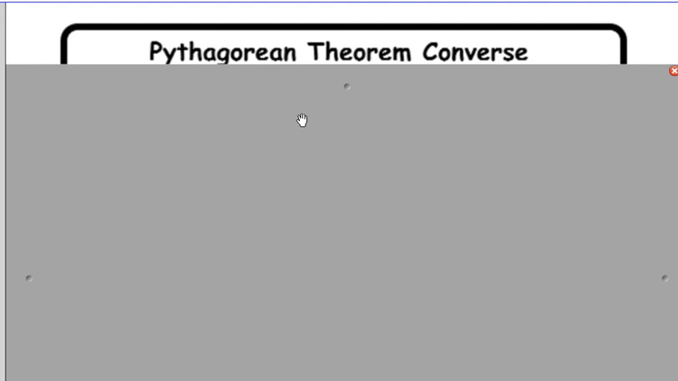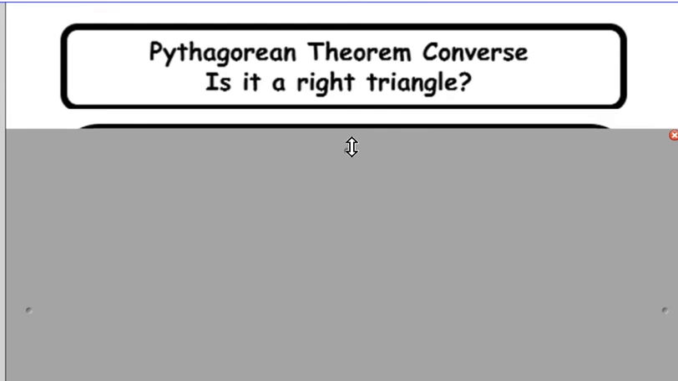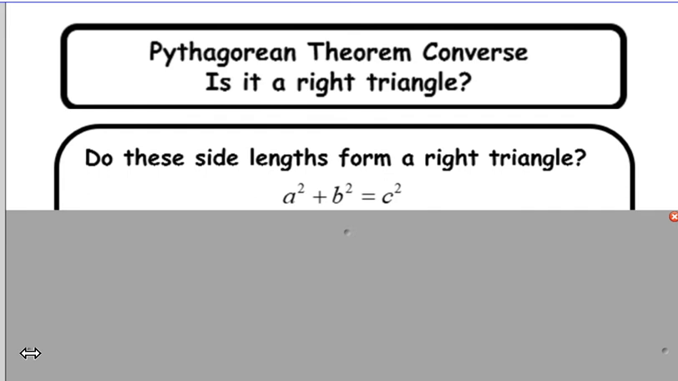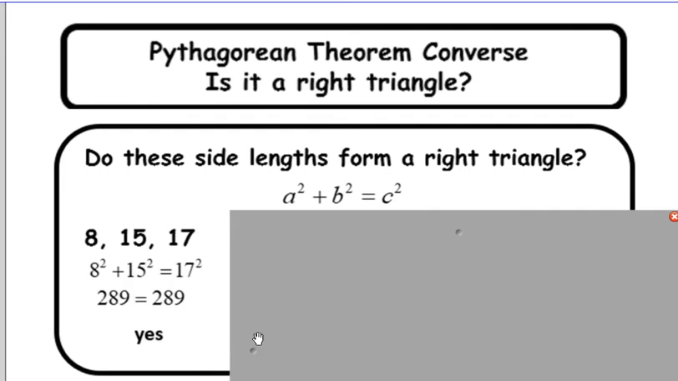So instead of finding missing side lengths, we're going to be given the three side lengths and then seeing if indeed a squared plus b squared equals c squared to see if it's a right triangle. So let's look at our first example.